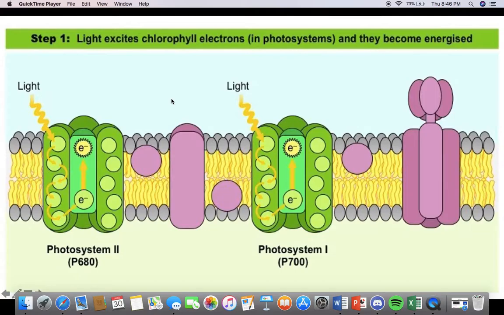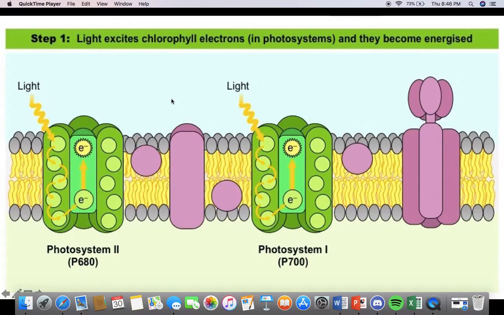The light-dependent reaction is made up of three steps. Step 1 is the excitation of photosystems by light energy. The photosystems are groups of photosynthetic pigments that are embedded within the thylakoid membrane.